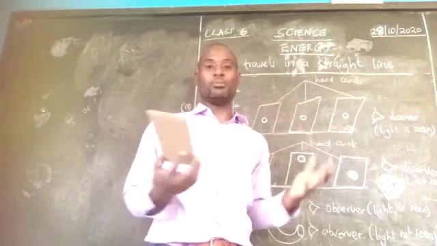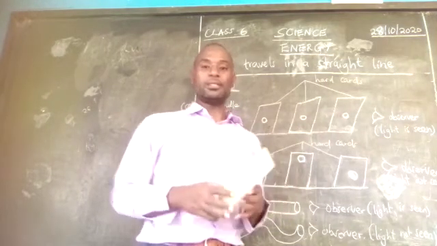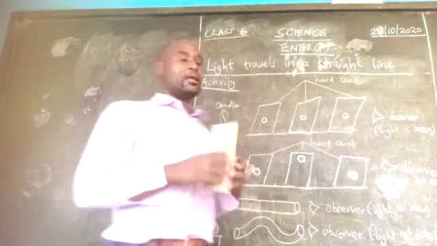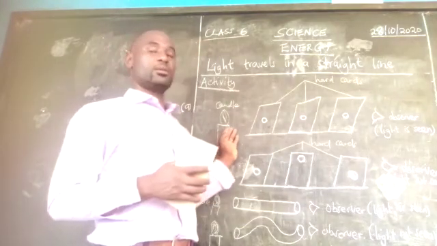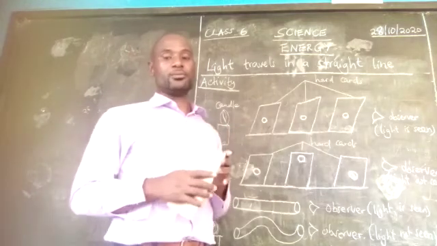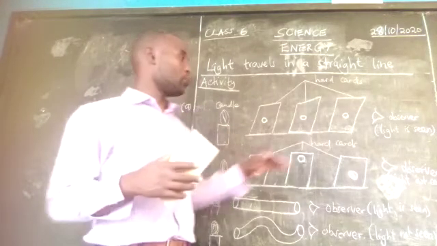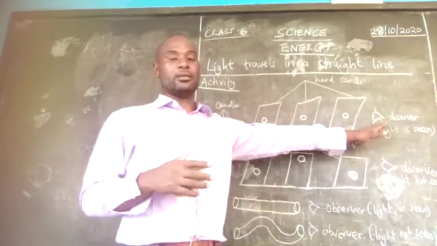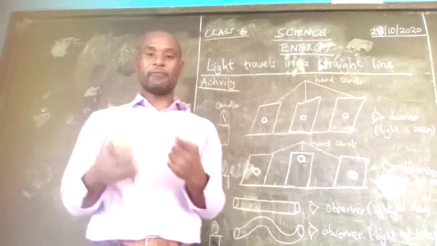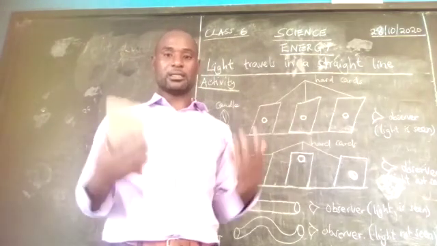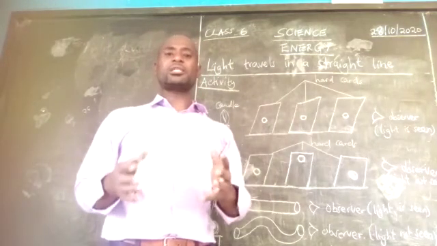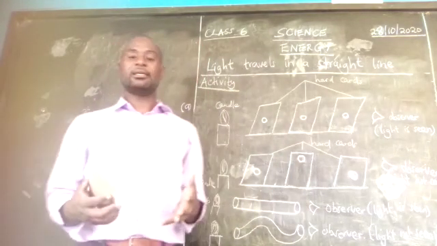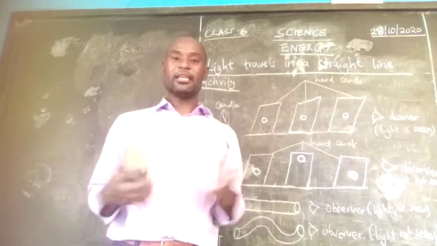What will you be able to see if those hard cards with a hole in the center are seen through? You will be able to see light from this end. This shows that light is traveling in a straight line. Now, what makes us prove that light is traveling in a straight line?